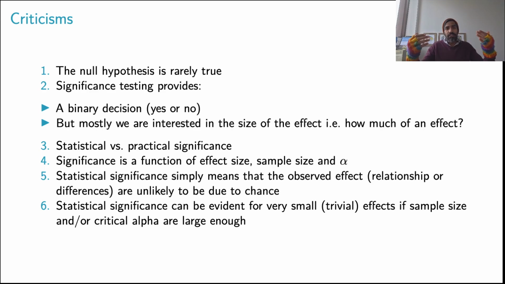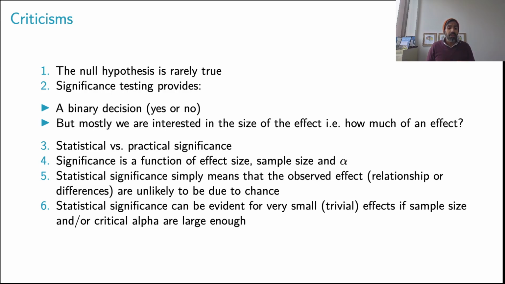So significance is a function of effect size, sample size, and our alpha level, right? Statistical significance simply means that the observed effect, the relationship or differences, are unlikely to be due to chance. So all it means is that we reject the null hypothesis. Statistical significance can be evident for very small trivial effects if sample size or the critical alpha are large enough. That's an important point. Those two points are incredibly important.